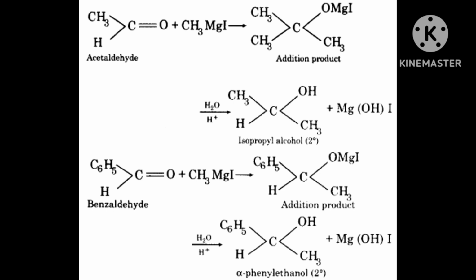Now suppose it is RCHO. Individual example: RCHO plus RMgX. Then now it is very easy, you will get RCH2, and HCHO is already there.